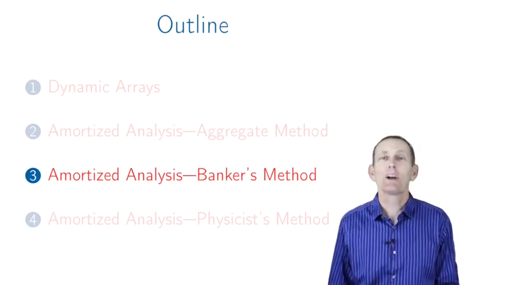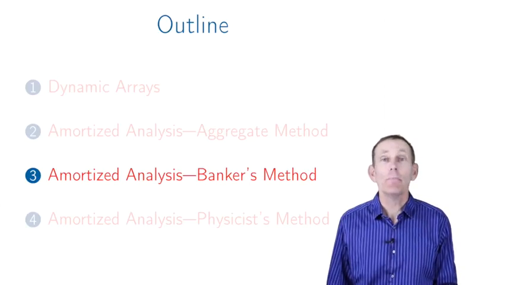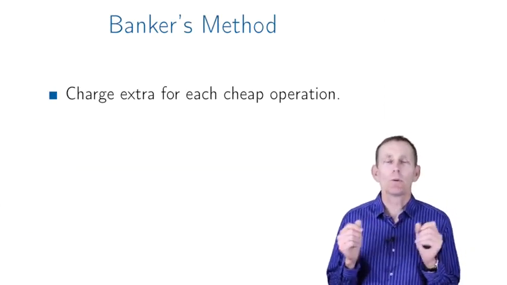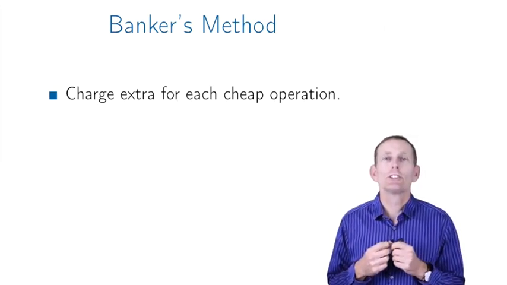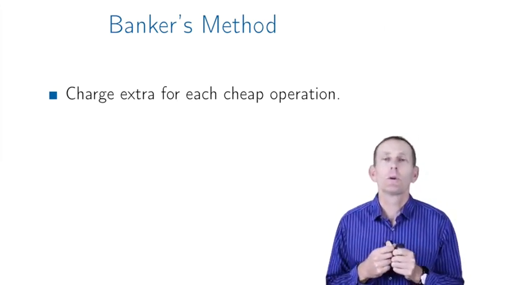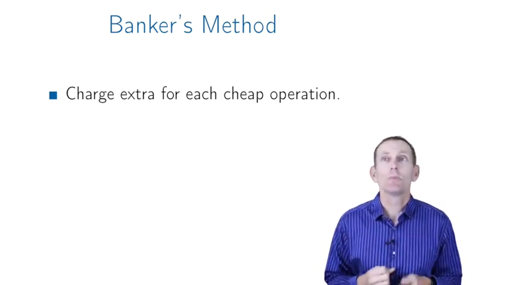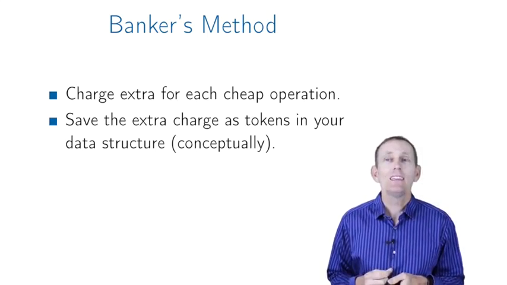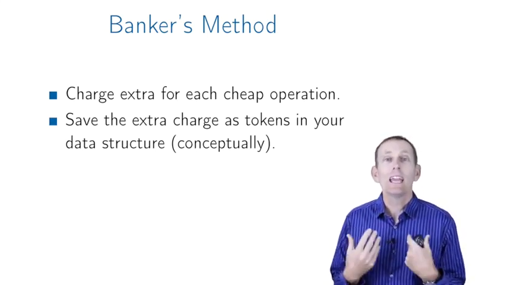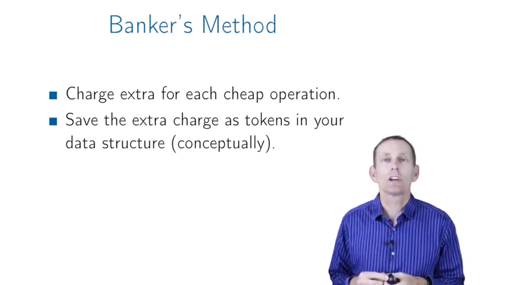In this video, we're going to talk about a second way to do amortized analysis, what we call the banker's method. The idea here is that we're going to charge extra for each cheap operation. So it's sort of like the example where we looked at saving money for a car. We're going to take that $100 and put it in the bank, and then we save those charges somewhere. In the case of the banker, we put it in the bank. In our case, we're going to conceptually save it in our data structure.